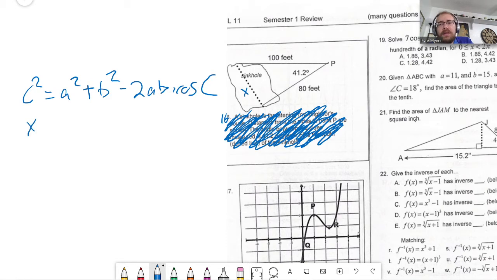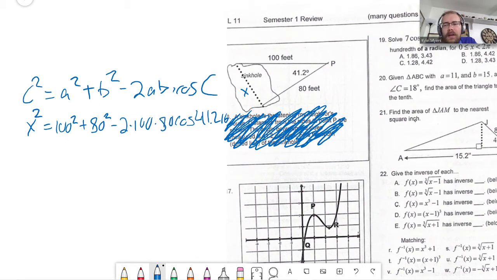because the angle C is across from the side c. So it's cosine 41.2. A and B are then the other sides, the other sides I haven't mentioned yet, which are 100 and 80. Minus 2 times 100 times 80 cosine of that.